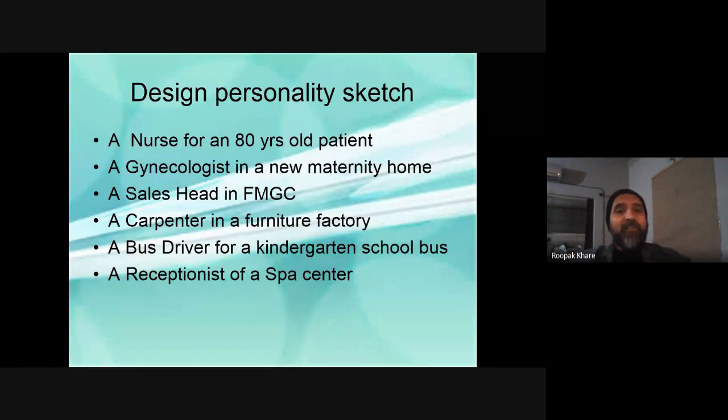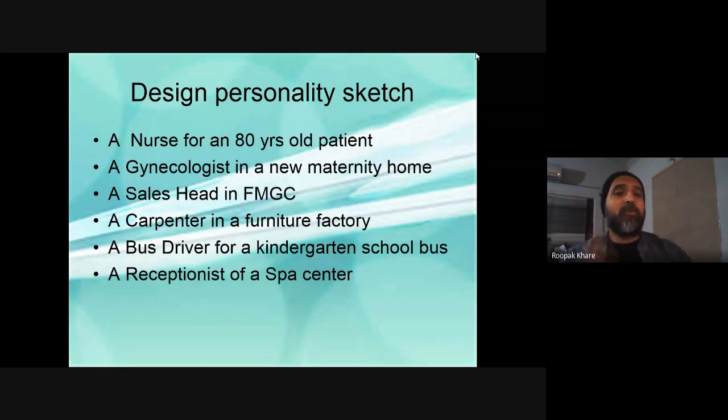Okay, now here let's do a small activity. Design a personality sketch in your mind. A nurse for an 80-year-old patient. If you have to keep a nurse for a patient who is 80 years of age, imagine in your mind who is going to be that nurse. How is that nurse going to be? If you have a patient who is 80 years of age in your home and you want to keep a nurse for that person, imagine how that nurse is going to be.